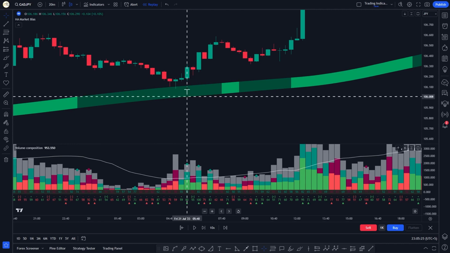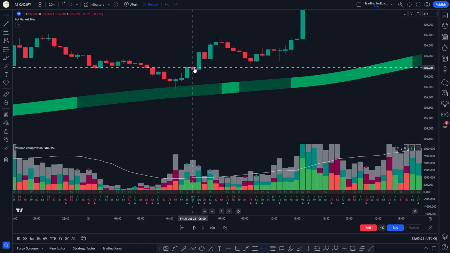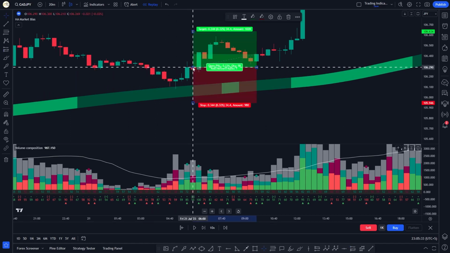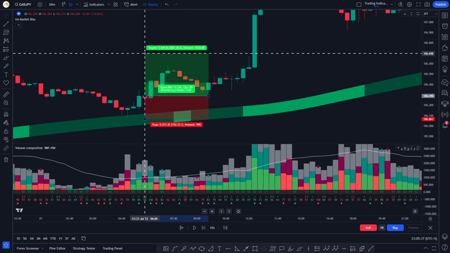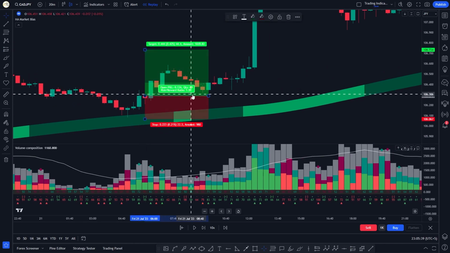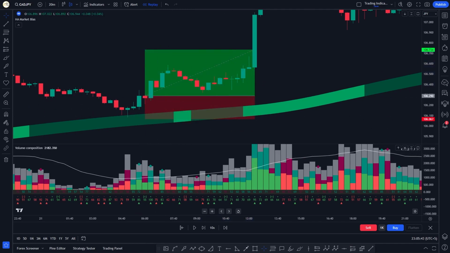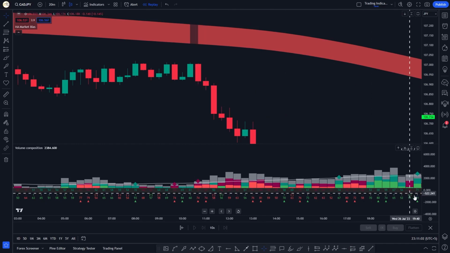Once all these conditions are satisfied, we can go ahead and take a long position at the close of this very next candle, and we can put our stop loss below the most recent swing low, and also we can target a 2:1 ratio. So let me just go ahead and set our 2:1 ratio level, and here we can see that our trade went in profit.